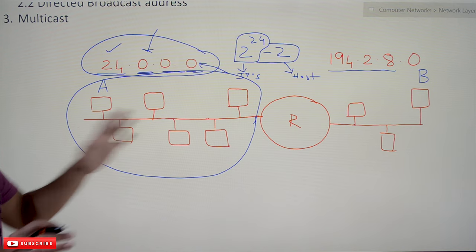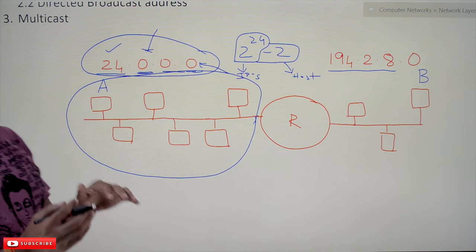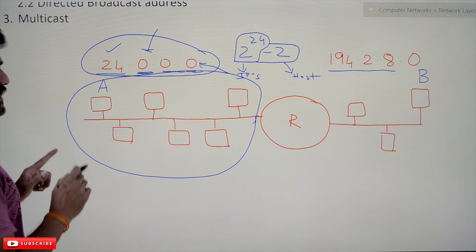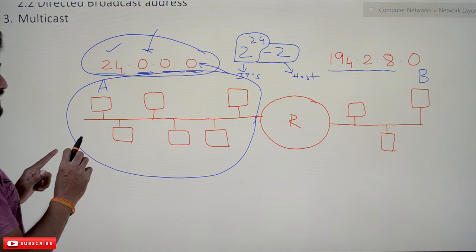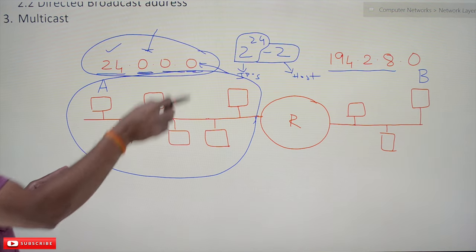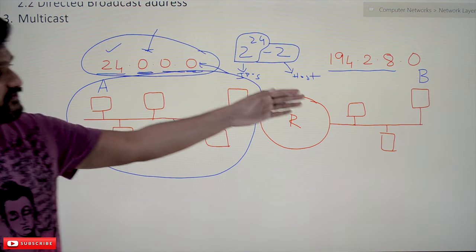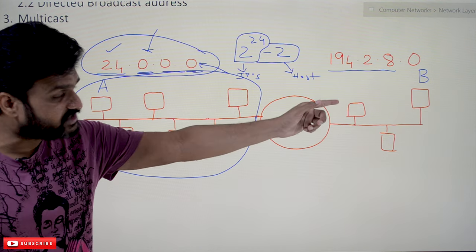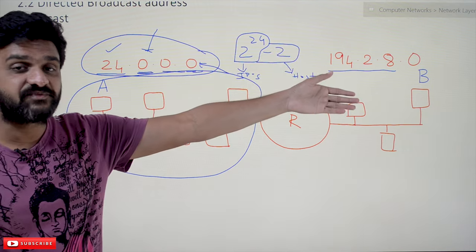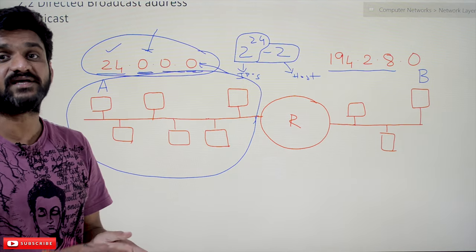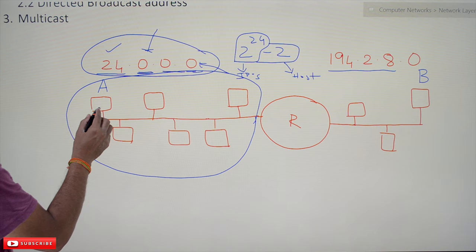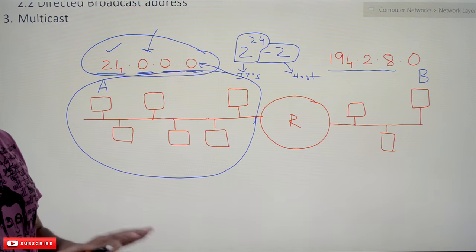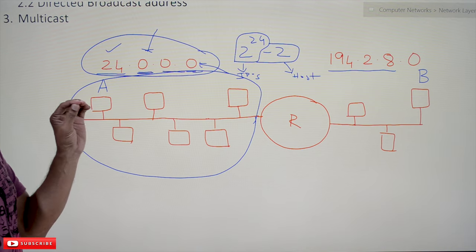Okay, so what is meant by unicast? Now coming back to the unicast, broadcast, and multicast concepts, unicast is when a single system wants to communicate with another system in a network. For example, if A wants to transmit data to B, it is what we call unicasting. And the next concept is broadcasting.